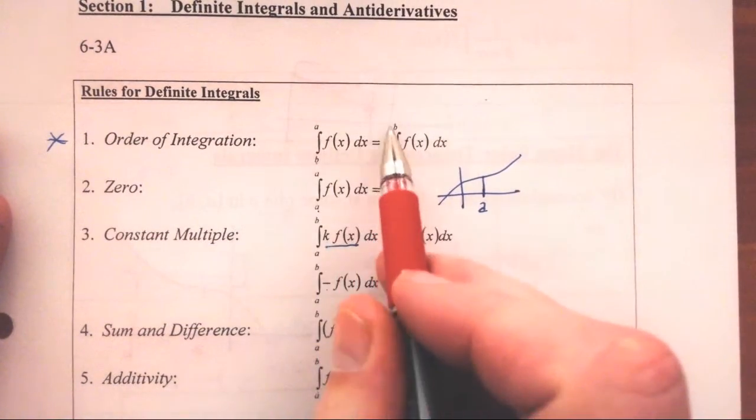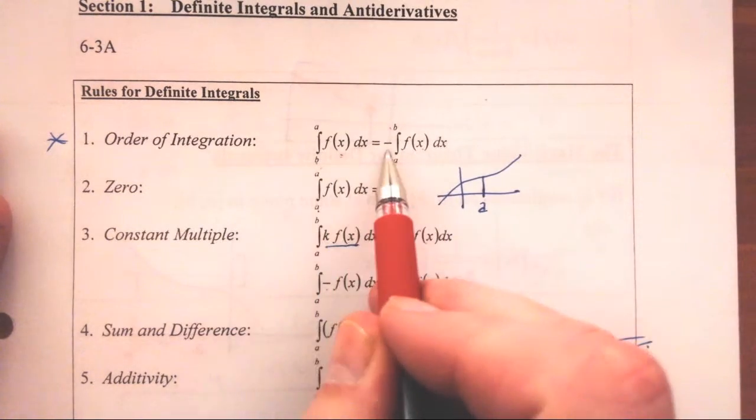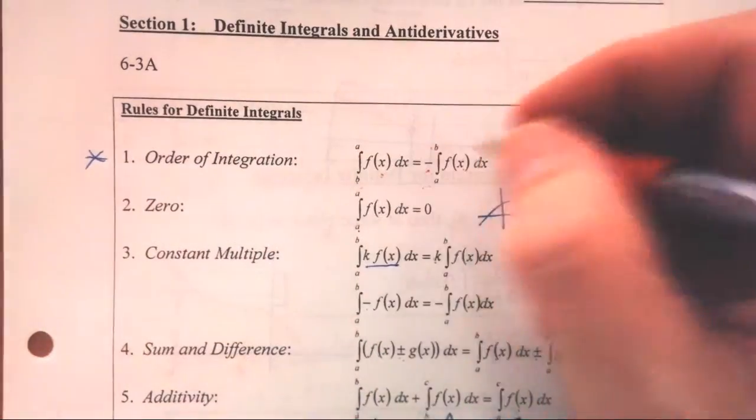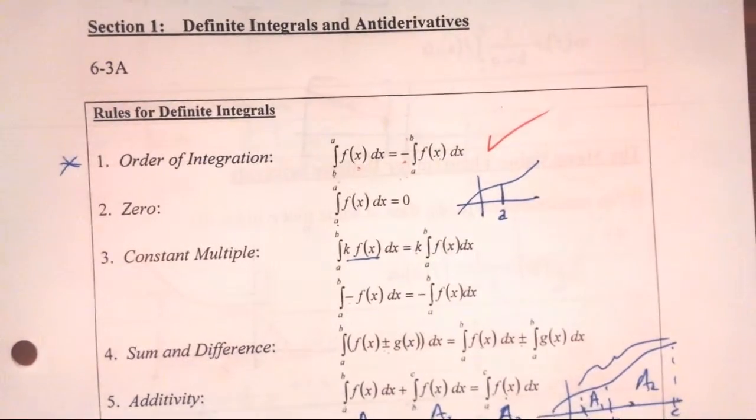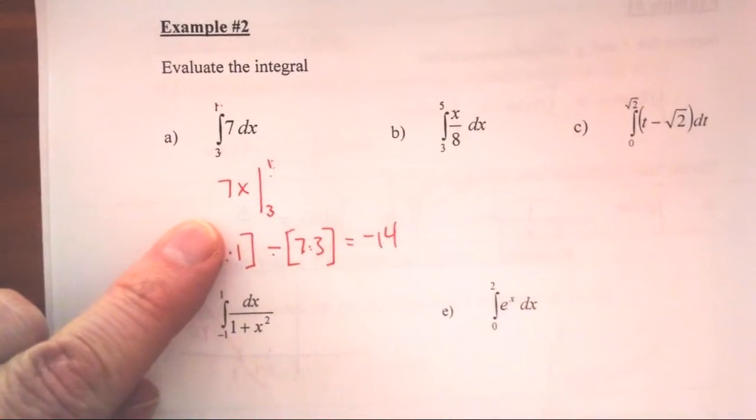BA reversed to AB, they're the same, but they are opposites. So there we go. Can check that one off. I understand that one now. What do I have to remember? I just have to remember this simple little process.